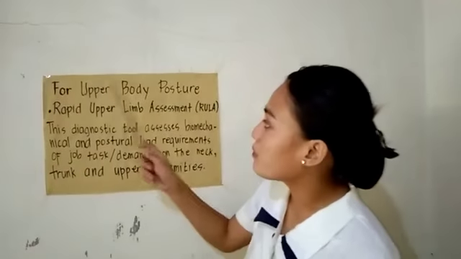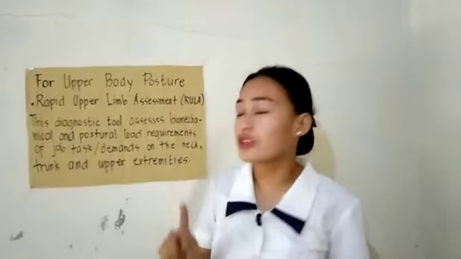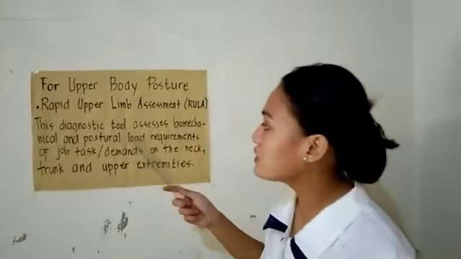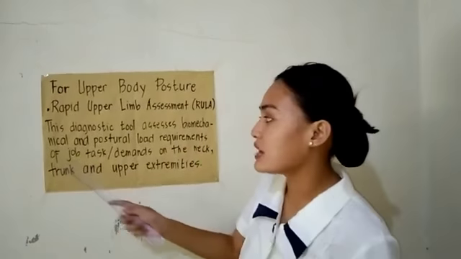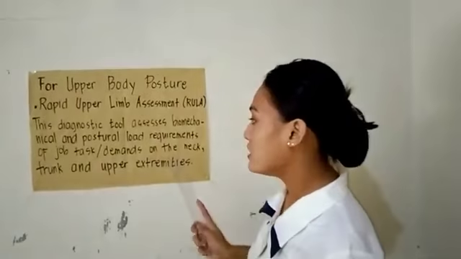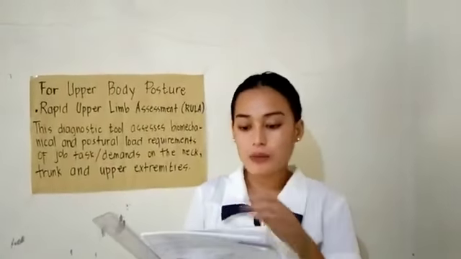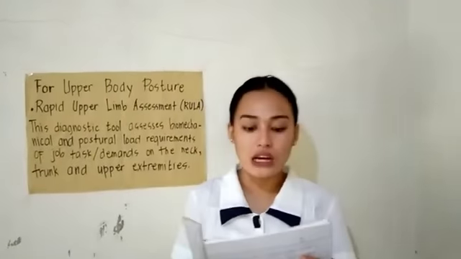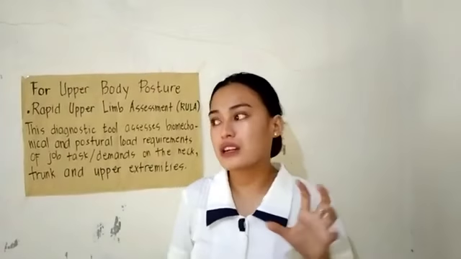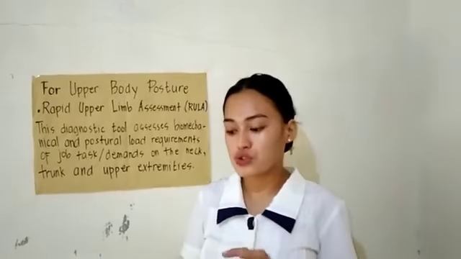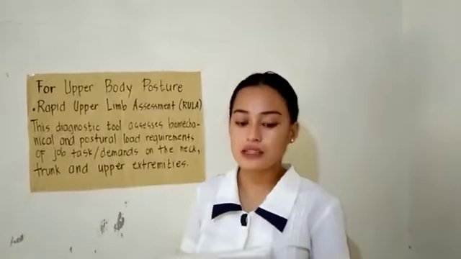So next is for upper body posture, Rapid Upper Limb Assessment, or called RULA. This diagnostic tool assesses biomechanical and postural load requirements of job tasks or demands on the neck, trunk, and upper extremities. So, the Rapid Upper Limb Assessment or RULA uses a systematic process to evaluate required body posture, force, and repetition for job tasks.